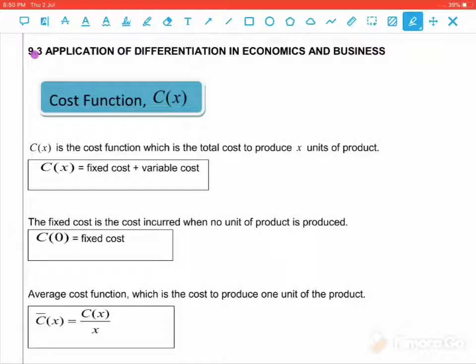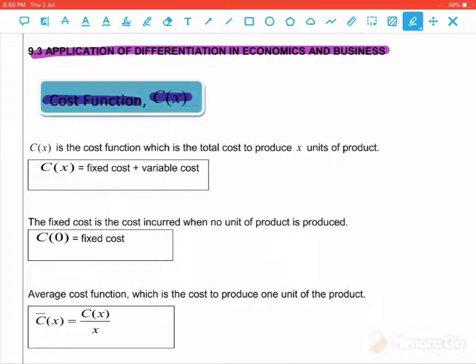Now let's look at the subtopic of 9.3, application of differentiation in economics and business. First of all, let me introduce to you what a cost function is. We can denote the cost function as C(x).